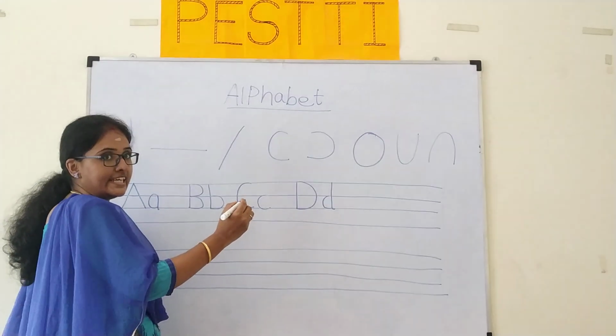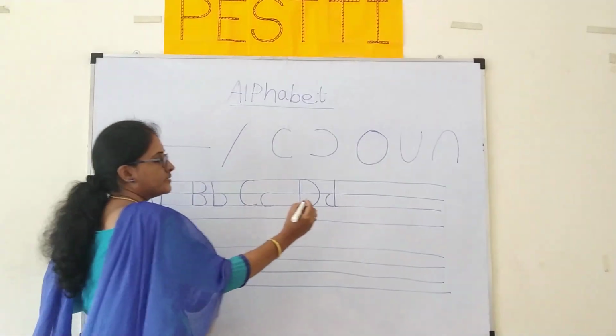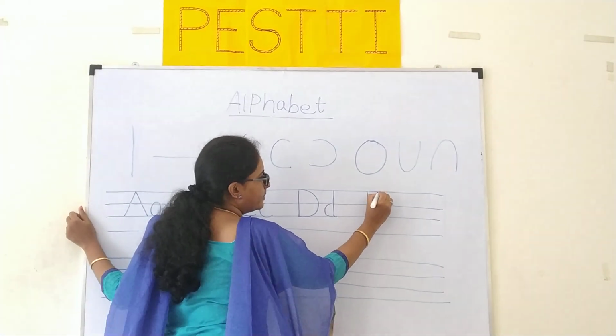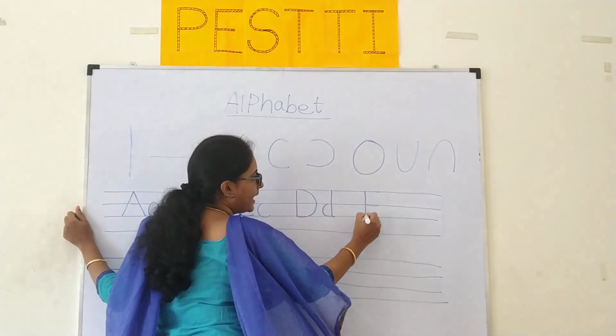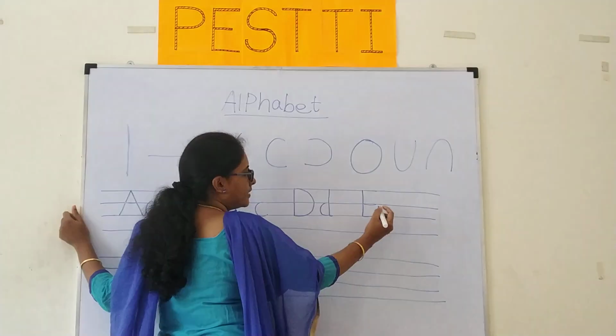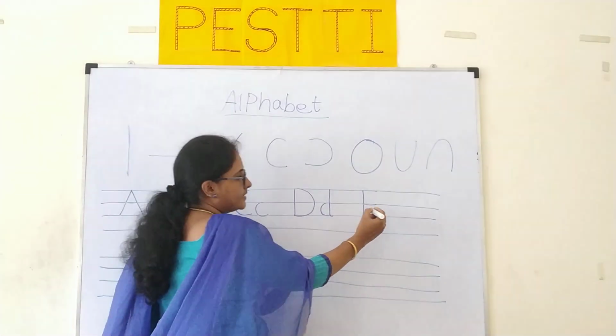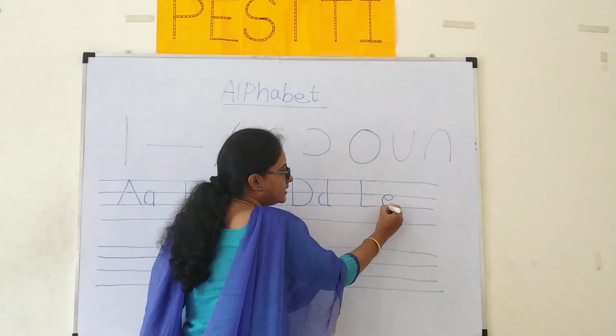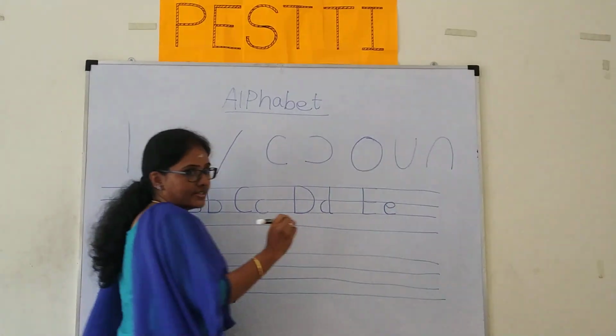Now we'll see E. Egg. Standing line, next sleeping line, sleeping line, sleeping line. Now small e. Small circle till the bottom of the line.